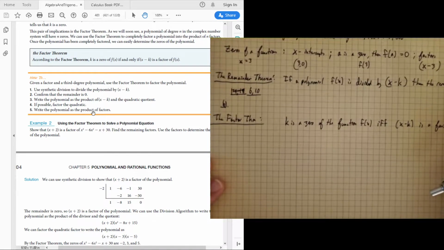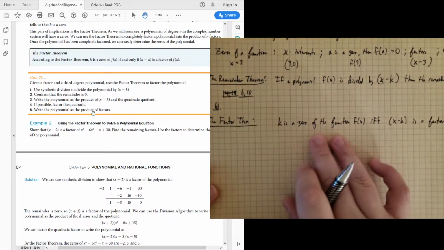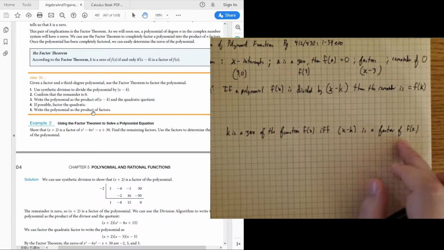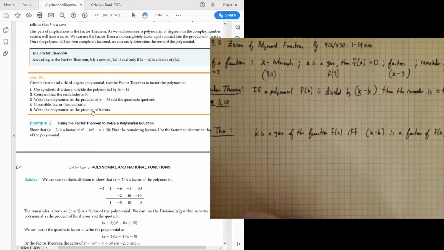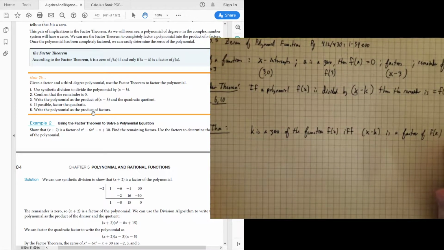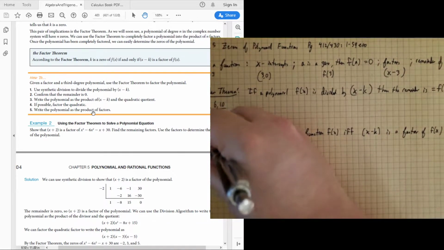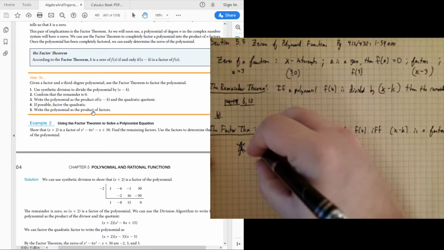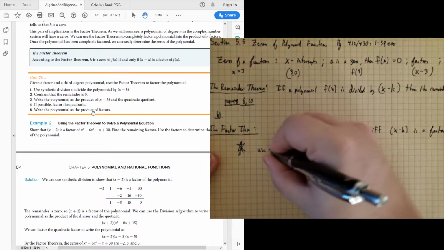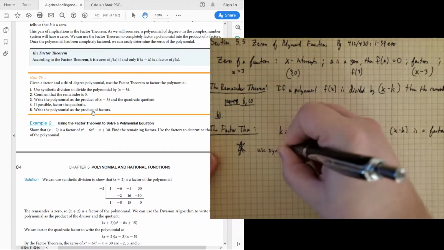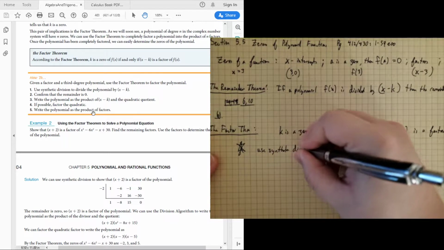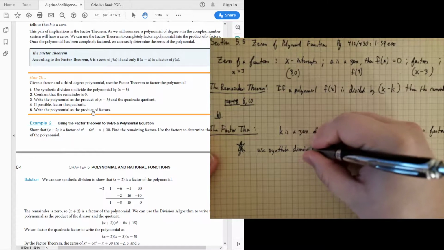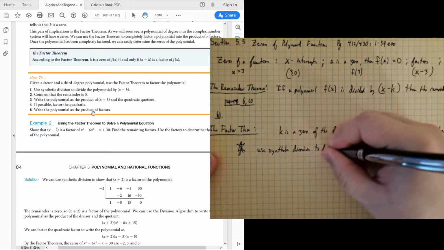So what this theorem states is, if it asks you to find the zeros, you can use the factor theorem like this one, using synthetic division. And so this is one of the primary ways you can find factors. So the big consequence here is you can use synthetic division to find factors.